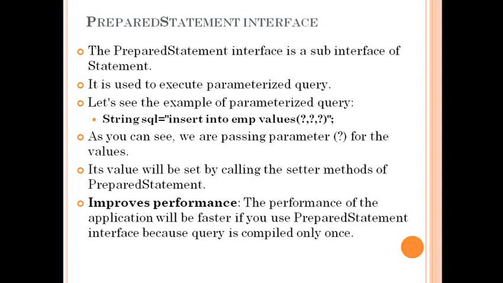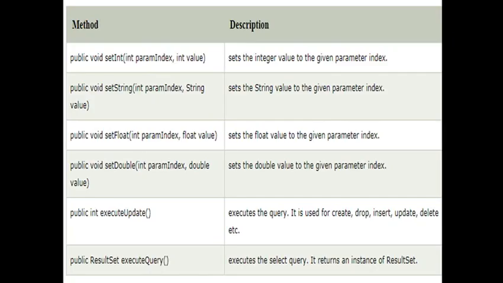So how many methods can you use in the PreparedStatement interface? First one is public void setInt, with two parameters: the integer parameter index and the integer value. If you are using an integer type of field, that time you have to use the setInt method. If you have string fields, that time you have to use public void setString. You have to pass the parameter index and the string value. Third, if you have a float value or a double value, that time you have to use setFloat and setDouble. The parameters are the same.